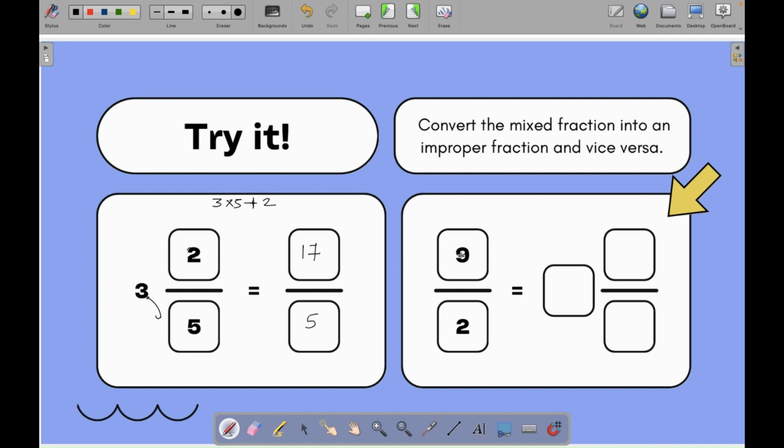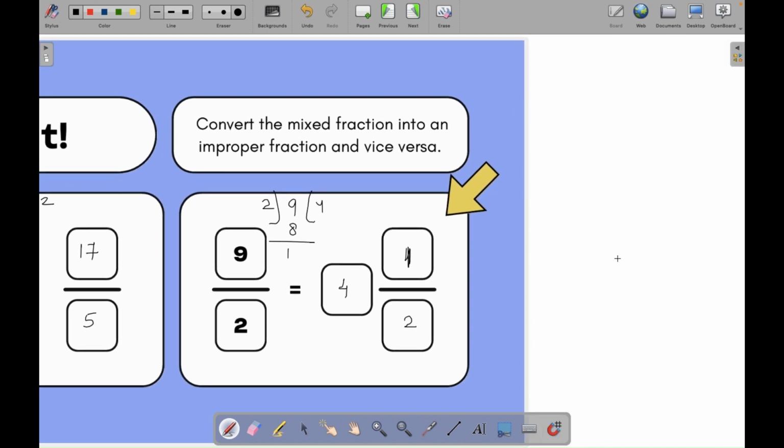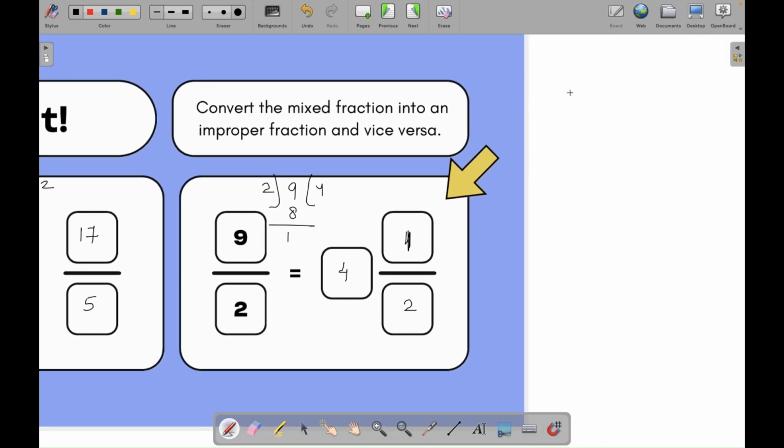Right. So 9 upon 2. I just have to divide 9 by 2. So 2 4s are 8. Remainder is 1. So the quotient we write here, the remainder we write here, the denominator remains as it is. So 4 1 upon 2. Right? Notice why we cannot convert a proper fraction to a mixed fraction and vice versa. So a proper fraction can be like 2 upon 3.